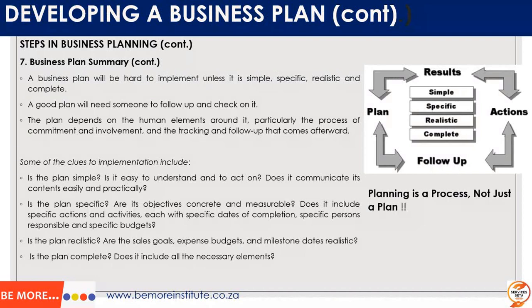Business plan summary. A business plan is hard to implement unless it's simple, specific, realistic, and complete. Going in line with the objectives we're talking about, the checking in and follow up is still reiterated in there. So the kind of clues you need to check for on your business plan: is the plan simple? Is it easy to understand and to act on? Does it communicate its contents easily and practically?